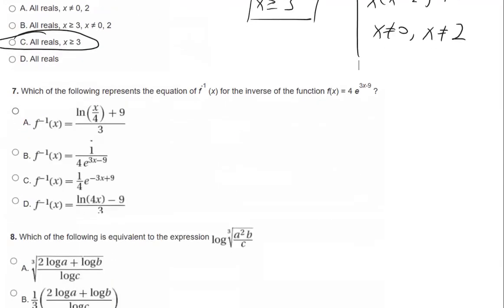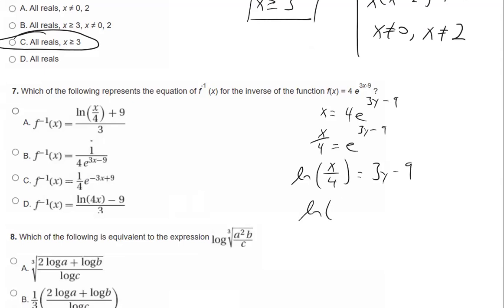All right. We want to find F inverse for this guy. How do we do that? We swap the y and the x, and we solve for y. So x divided by 4 is e to the 3y minus 9. We take the natural log of both sides, so ln of x over 4 is equal to 3y minus 9. So natural log of x over 4 plus 9, and we multiply by a third, that will give us y, which is our F inverse. So which one is that? That is choice A.